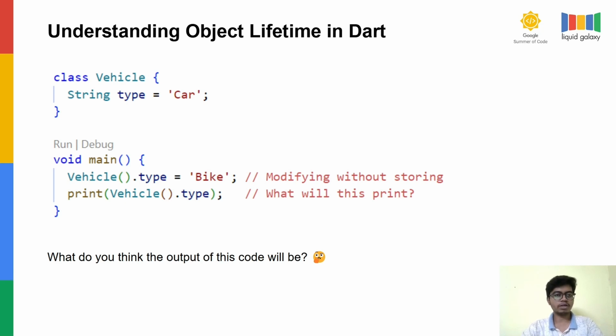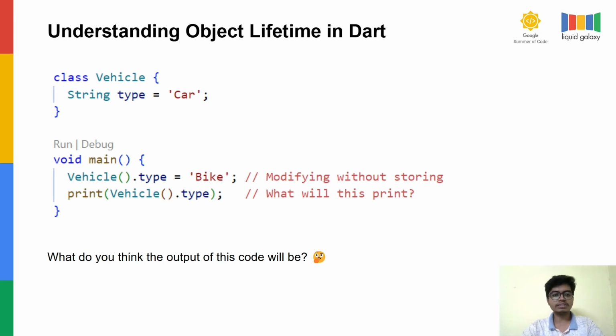Okay. So here I've created a class named Vehicle, and there is a variable called type, which stores car. In the main function, I have created an instance of the class Vehicle, and I'm updating the type variable of that instance to bike. So Vehicle().type equals bike. Now in the next line, again I'm creating an instance of the class and printing its type variable. So print Vehicle().type is printing the type variable of that vehicle instance.